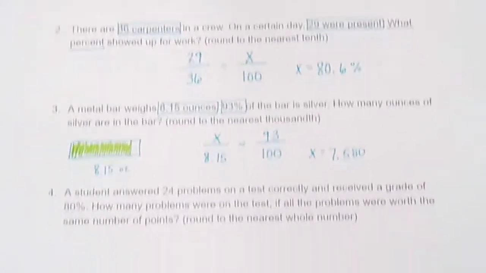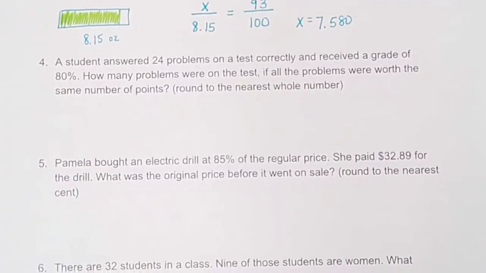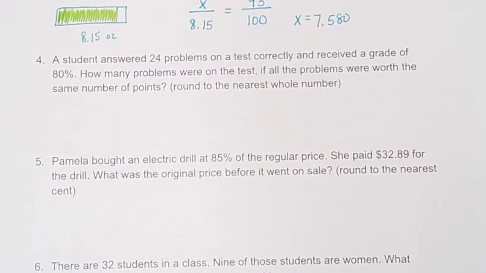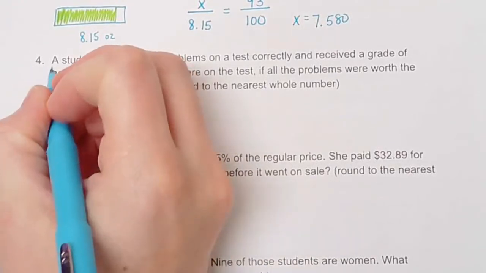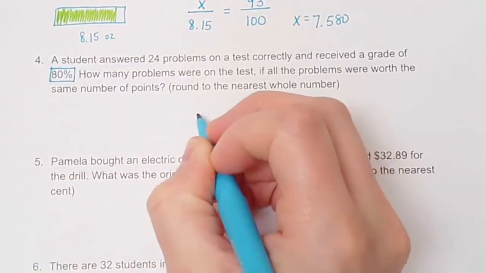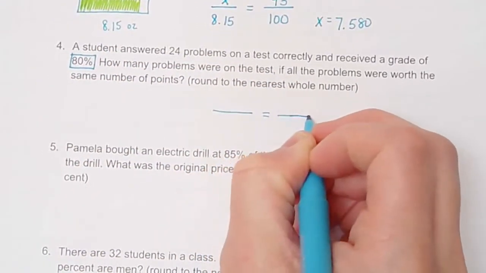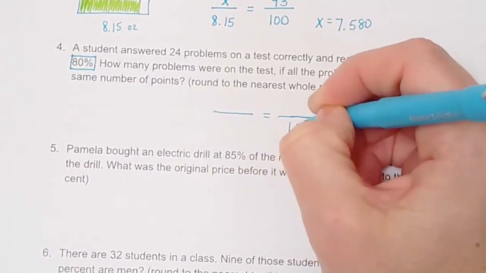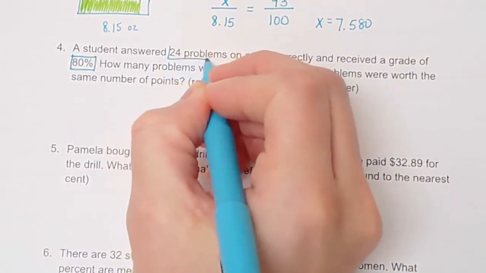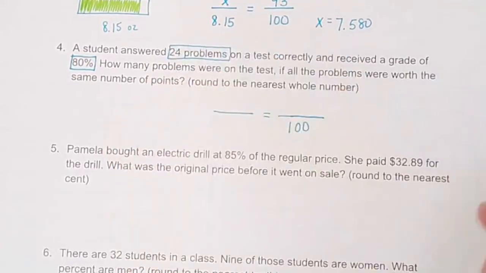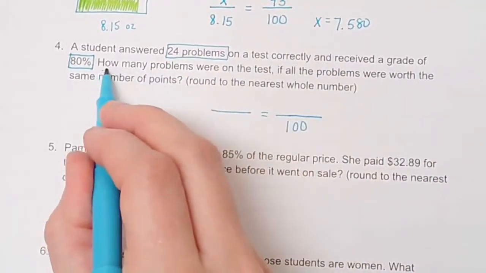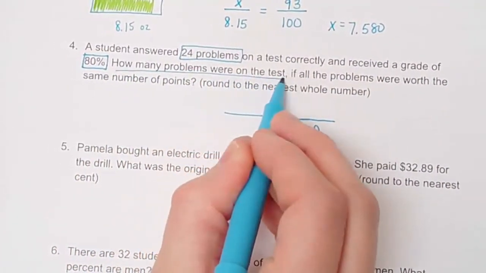All right. A student answered 24 problems on a test correctly and received a grade of 80%. How many problems were on the test if all the problems were worth the same number of points? Okay, so I see a percentage right here. As soon as I see a percentage, I'm going to go ahead and know that it's a percent proportion. I see this 24 problems right here. Question says, how many problems were on the test? Okay. So since that's the question, it says how many problems were on the test.